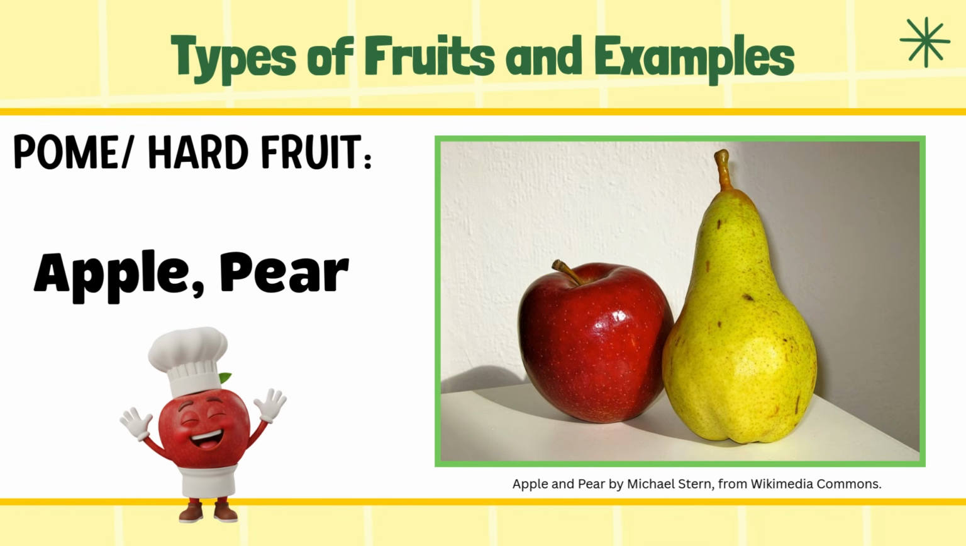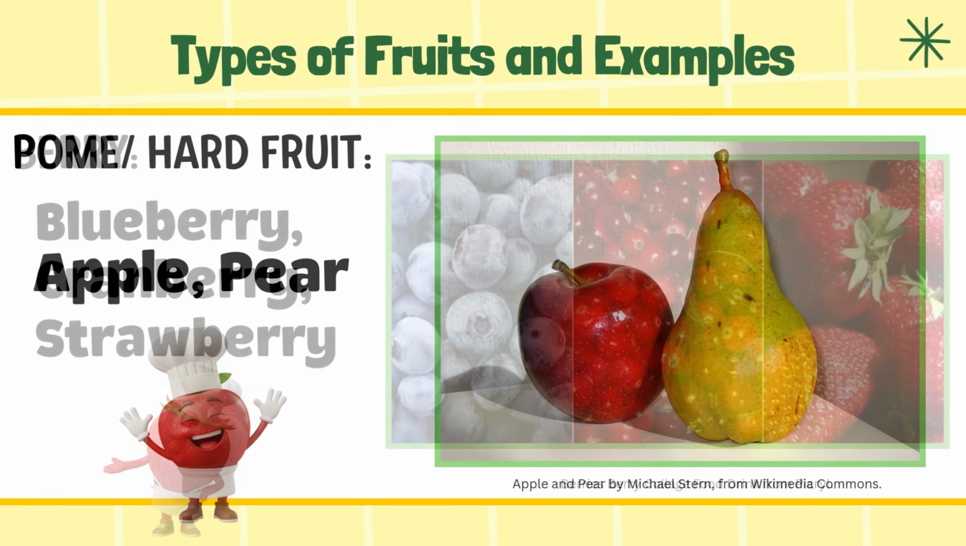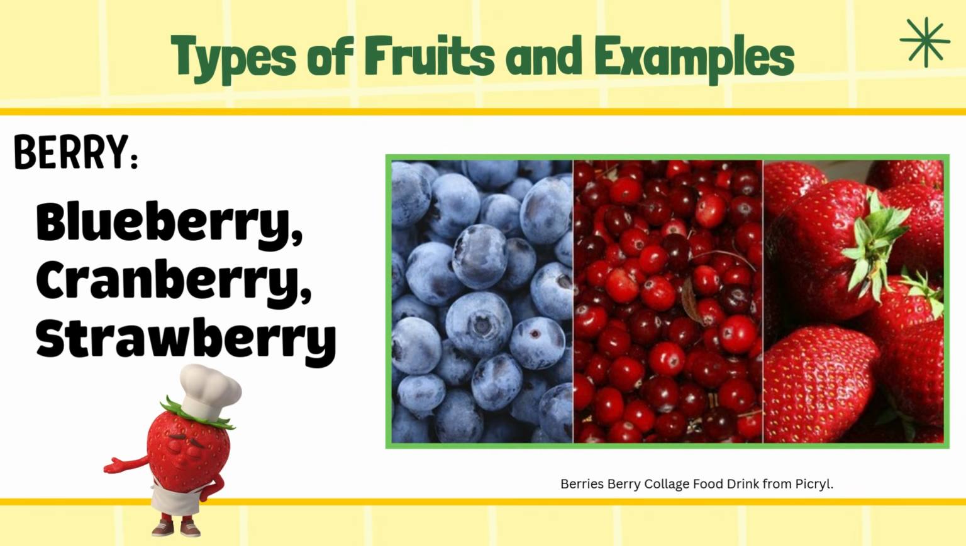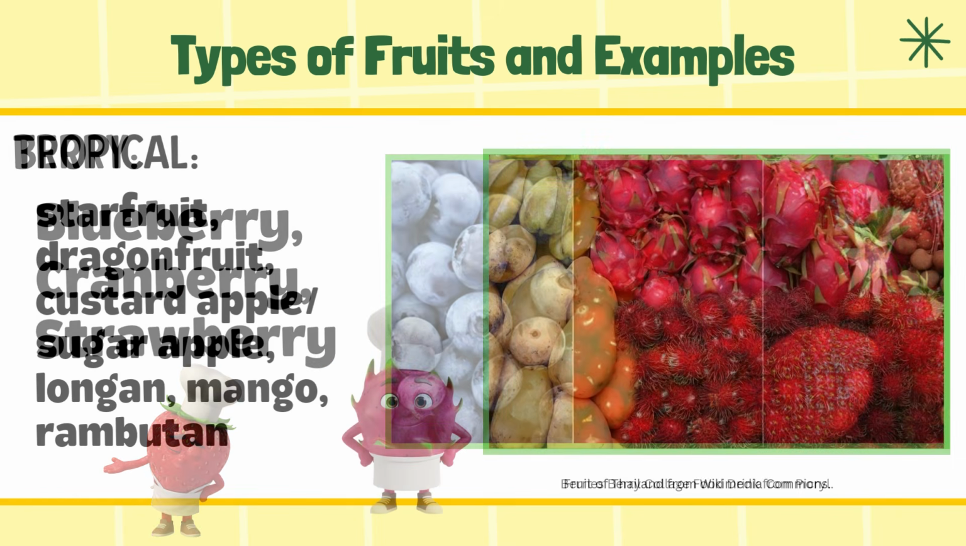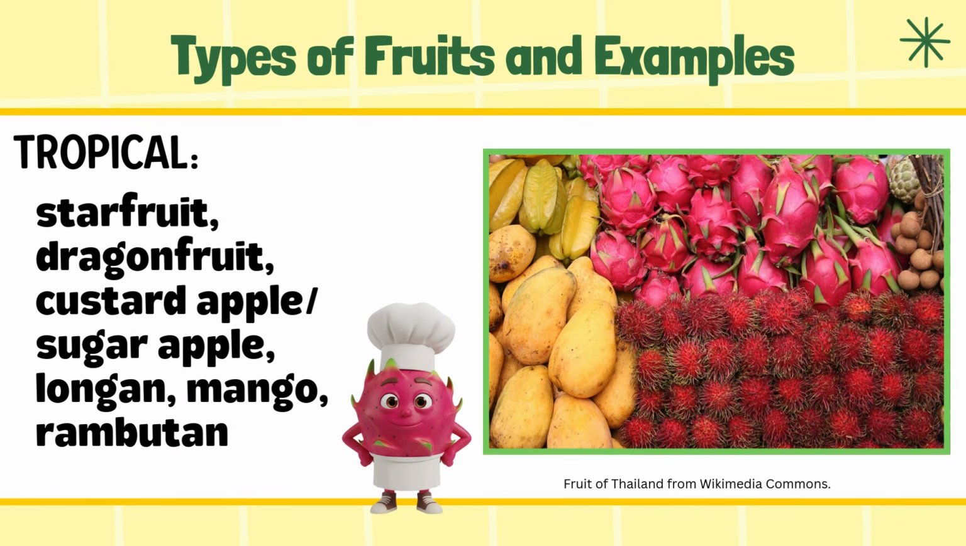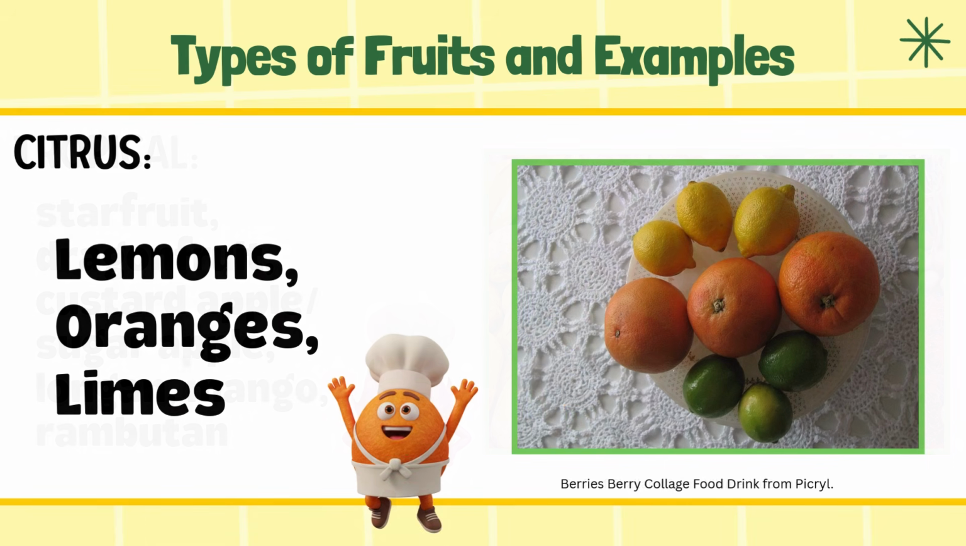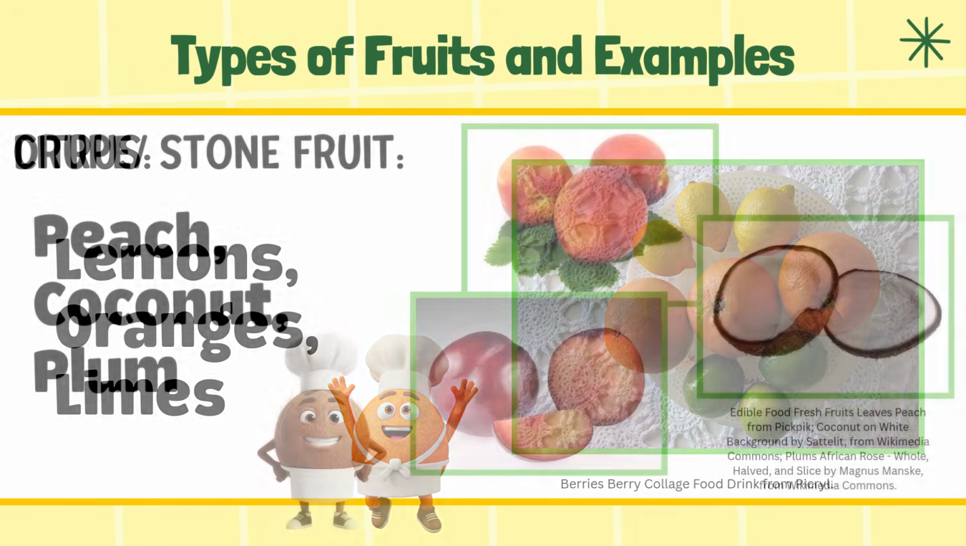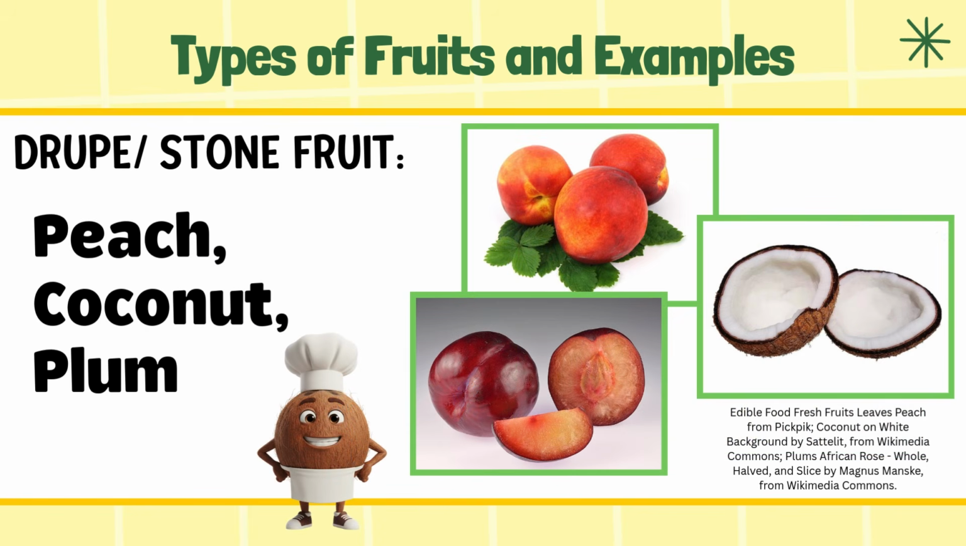Types of fruits and examples. Pome or hard fruit. Examples: apple and pear. Berry. Examples: blueberry, cranberry, and strawberry. Tropical. Examples: star fruit, dragon fruit, custard apple, sugar apple, longan, mango, and rambutan. Citrus examples: lemons, oranges, and limes. Drupe, stone fruit. Examples: peach, coconut, and plum.